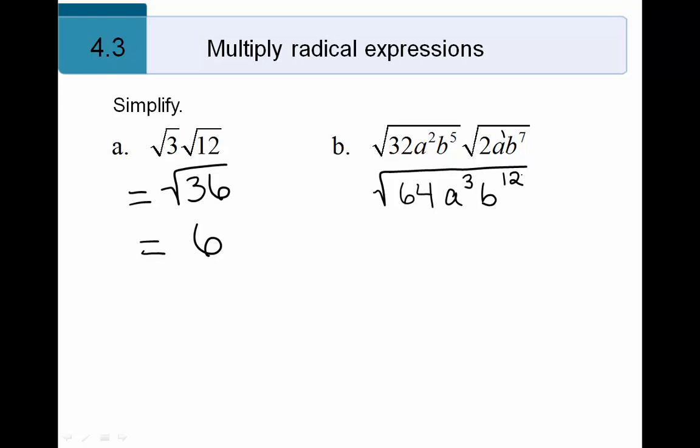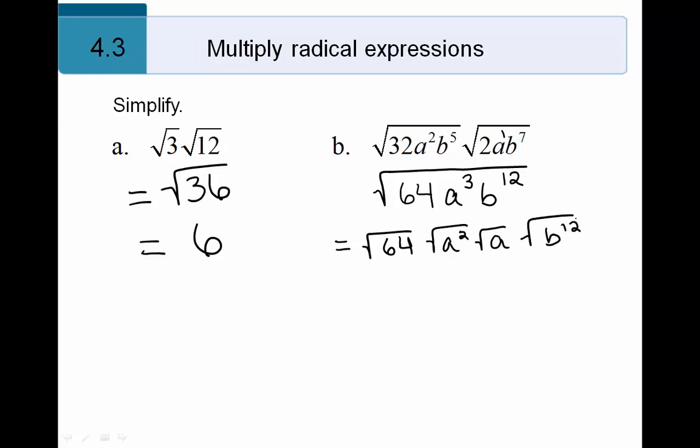Now recall, when we take the square root of a variable that has an exponent on it, we divide the exponent by 2. But if you look at a to the third, it's an odd exponent, so remember we're going to have to split that up. So first of all, let's just split things up. We'll be taking the square root of 64, which won't be a problem because 64 is a perfect square. We're going to take one away from a cubed. We'll put the leftover underneath its own radical. b to the 12th is fine because 12 is even. We can divide it by 2.